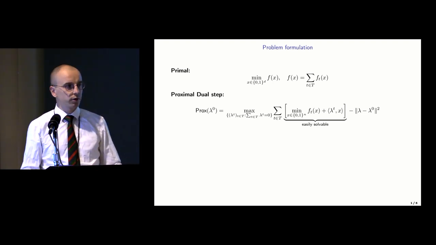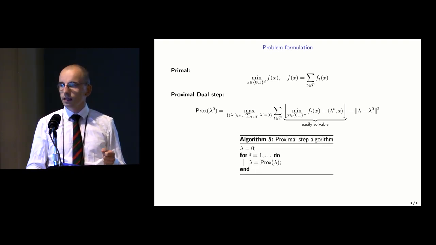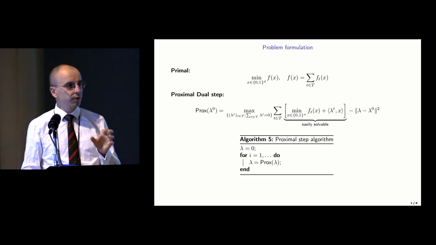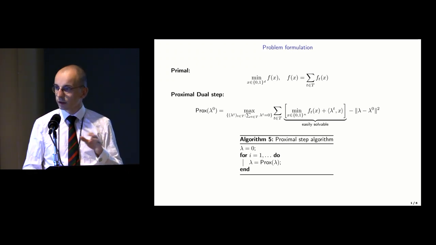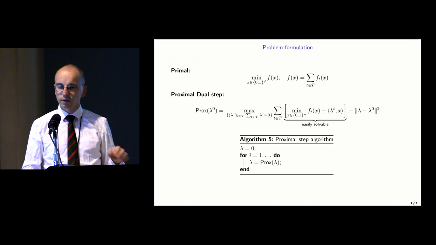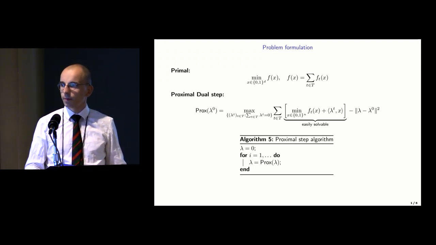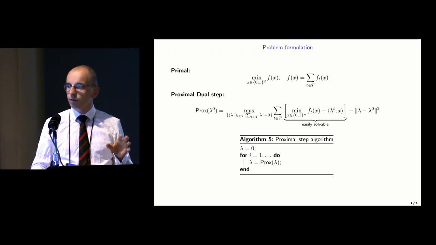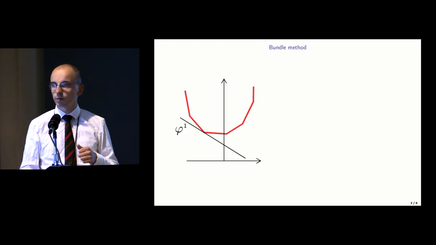This is the proximal step algorithm. We start with any Lagrange multipliers, and we set the next Lagrange multipliers to be the output of the proximal dual step, the next proximal center to be the output of the proximal step. This eventually converges to the dual optimum. So now we have to solve a series of proximal dual steps, and we need to do that efficiently for the algorithm to be fast.